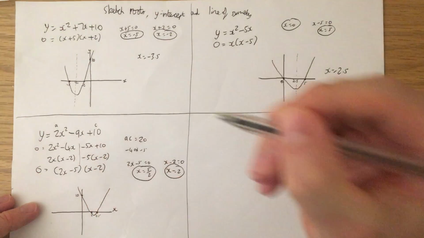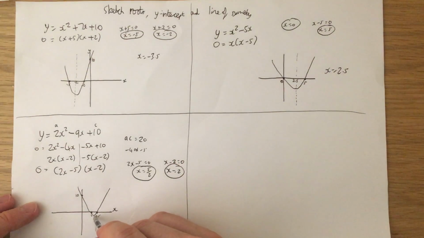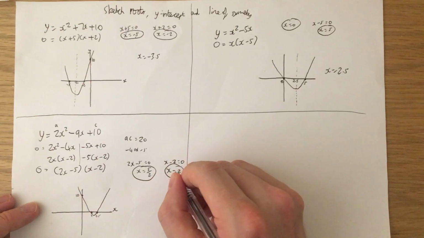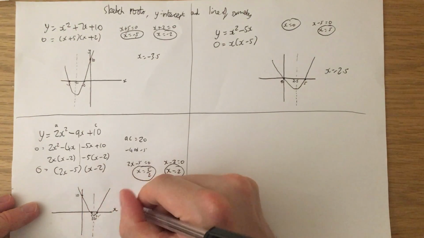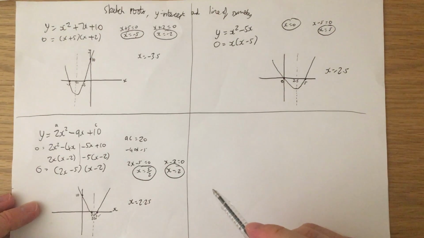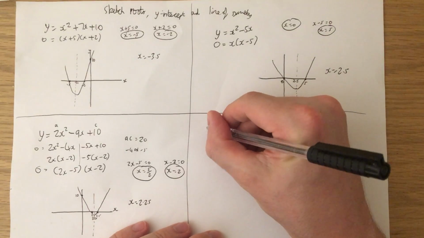Something a little bit like that. Last step, just get my line of symmetry. The line of symmetry will be halfway in between these two. In between 2.5 and 2 is 2.25. So that's going to be there, 2.25. So x equals 2.25 is my line of symmetry. Okay? Last question. Hopefully my video can maintain itself until then.